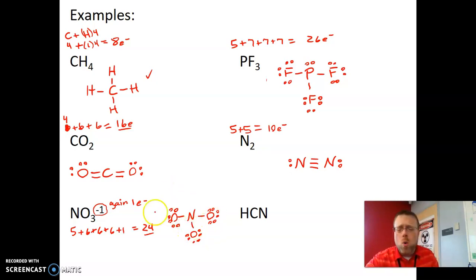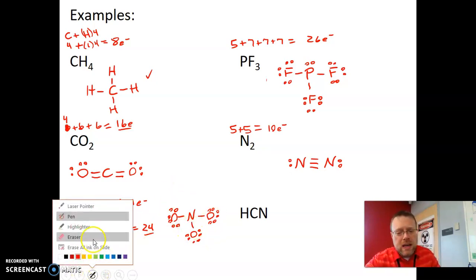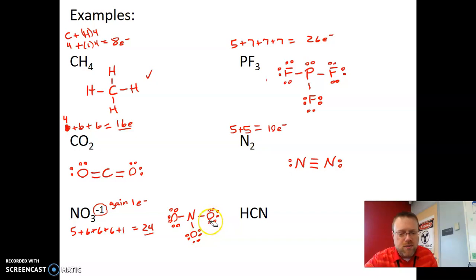And it really wouldn't matter which pair that you pulled from, but you would need to erase a pair of dots from somewhere and share it with that nitrogen. It would have to be the same atom that you pulled the dots from, but here's a scenario where we have a single bond, a couple of single bonds, and a double bond. All the bonds don't have to be the same, okay?